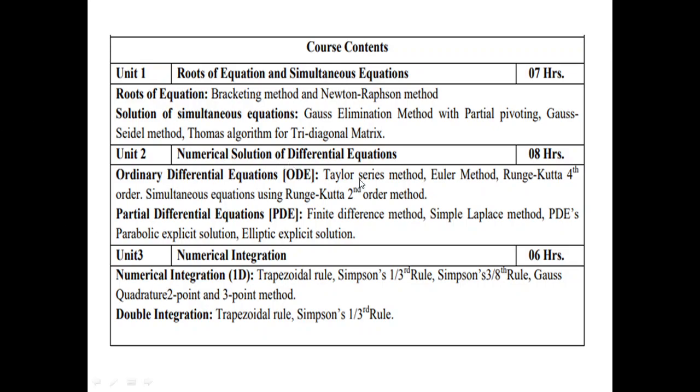Then the second unit is the numerical solution of differential equation. How to solve that differential equation? You have learned partial differential equation and ordinary differential equation. There are different methods to solve them. Taylor series method is there, Euler's method is there, Runge-Kutta method is there. This method is given to fourth order. Then simultaneous equations use the Runge-Kutta second order method. Both second order and fourth order methods are given.